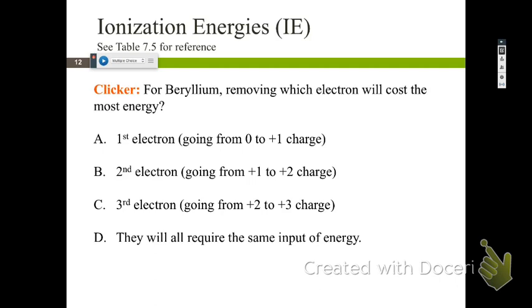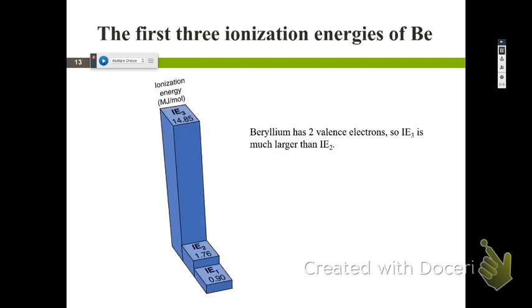So let's take a look. What does this trend actually look like? Here's a visual representation of the relative amounts of energy it takes to remove the first electron, called IE1, the second electron, IE2, and the third electron. Why is that third electron so much more difficult to remove? Grant? Once we take away the first two electrons, those are the valence electrons.